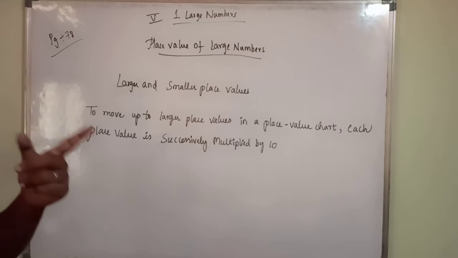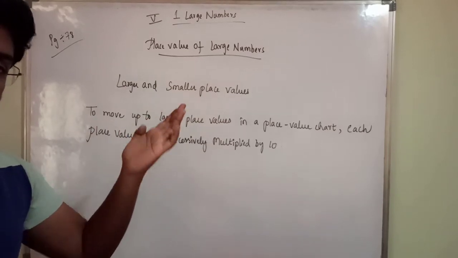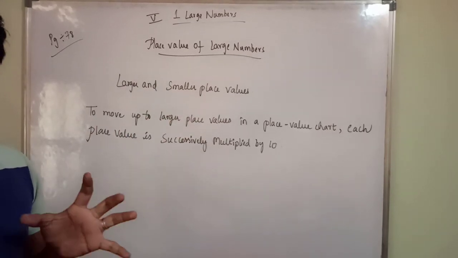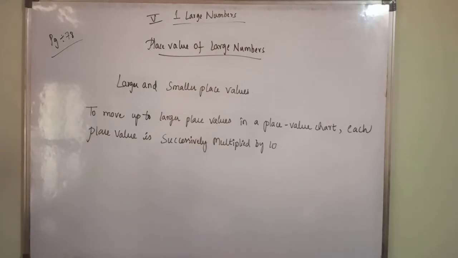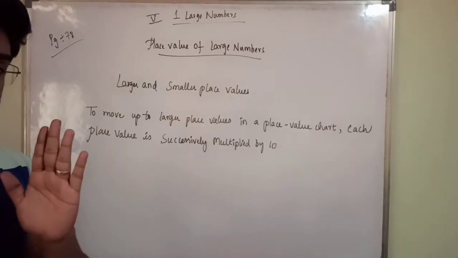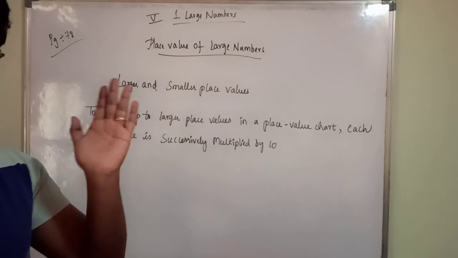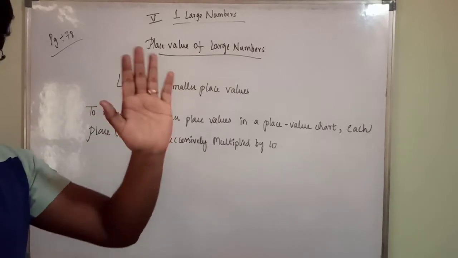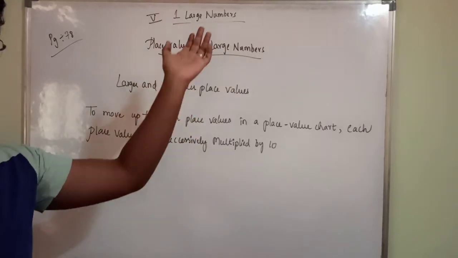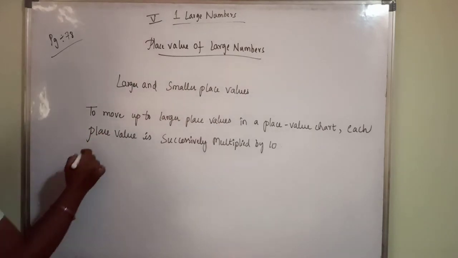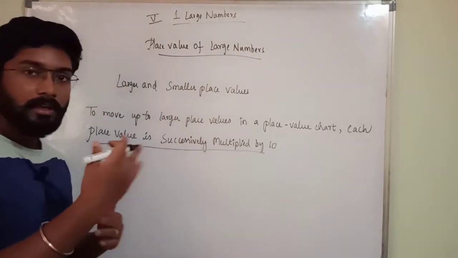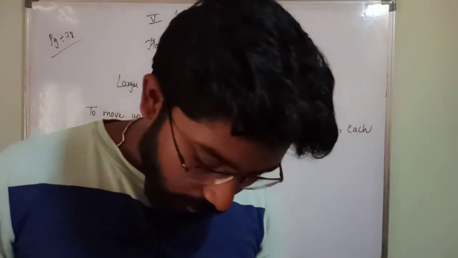Okay, what he is saying is, to move up to larger place values in the place value chart, each place value should be multiplied by 10. So you are in hundreds, you want the 1000 place value, so 100 into 10 you will get 1000. You want 10,000, 1000 into 10 you will get 10,000. So successively you have to multiply with 10 to go to the larger place values. Okay, that's what he is telling.